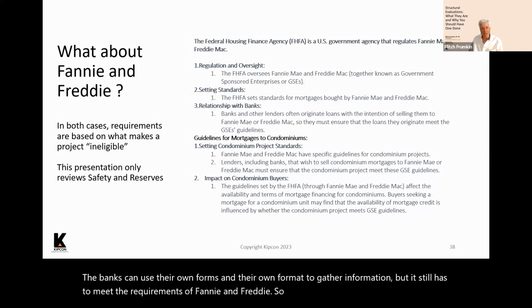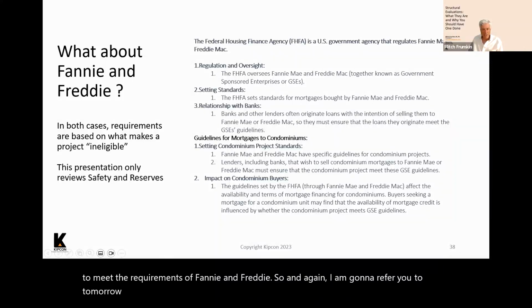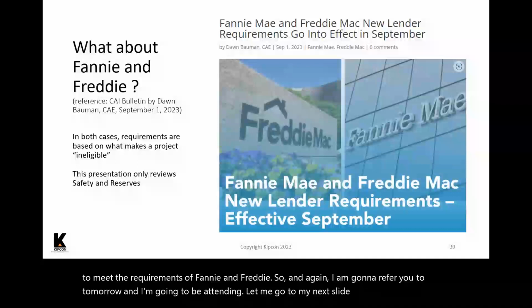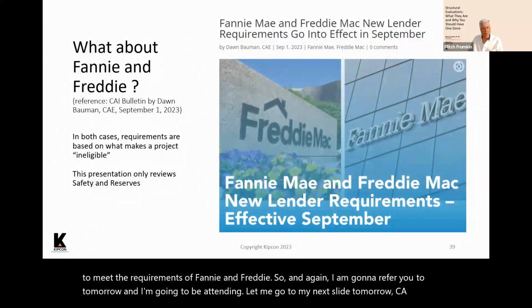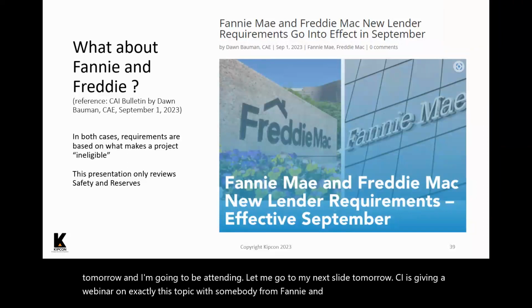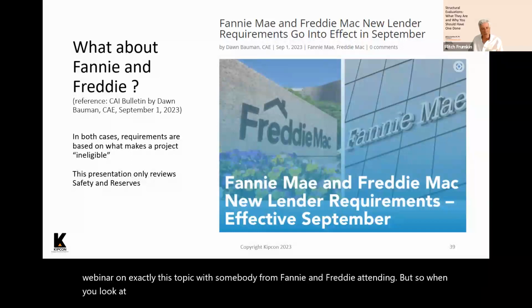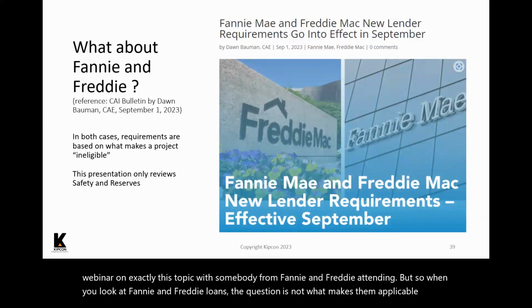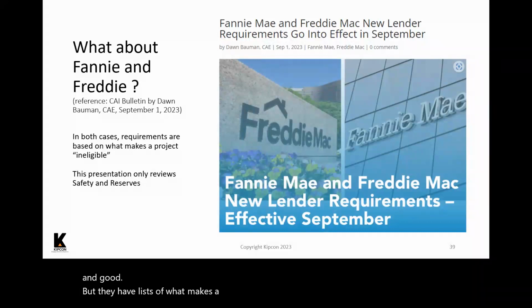So, again, I am going to refer you to tomorrow. Let me go to my next slide. Tomorrow, CAI is giving a webinar on exactly this topic with somebody from Fannie and Freddie attending. But when you look at Fannie and Freddie loans, the question is not what makes them applicable and good, but they have lists of what makes a project ineligible.